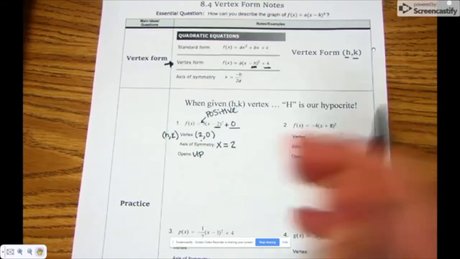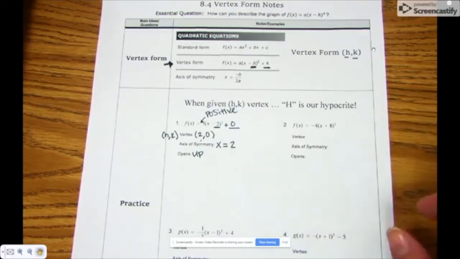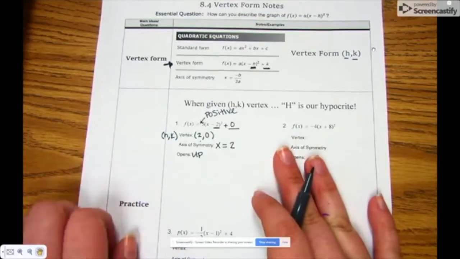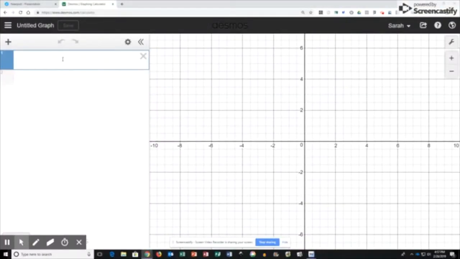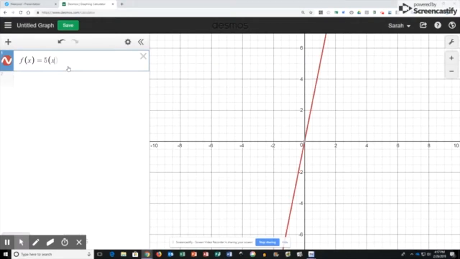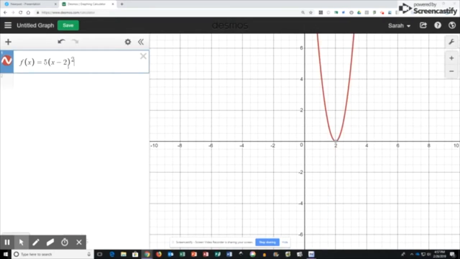Everything you do today, you will also check in Desmos. So now that we've done it all by hand in our notes, let's check it in Desmos. I'm going to type in that equation: f of x equals 5 times x minus 2 squared. There's my equation. The first part asks for my vertex. I put a point at 2, 0.